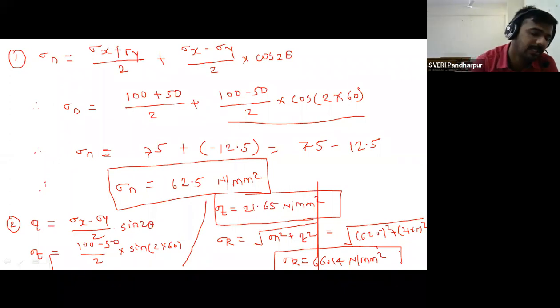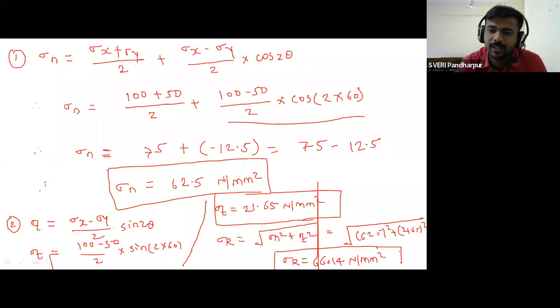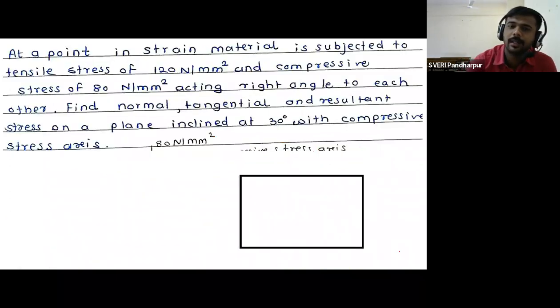Okay, finish. I've got the answers. Resultant 66.14 Newton per mm square. Okay, then next.